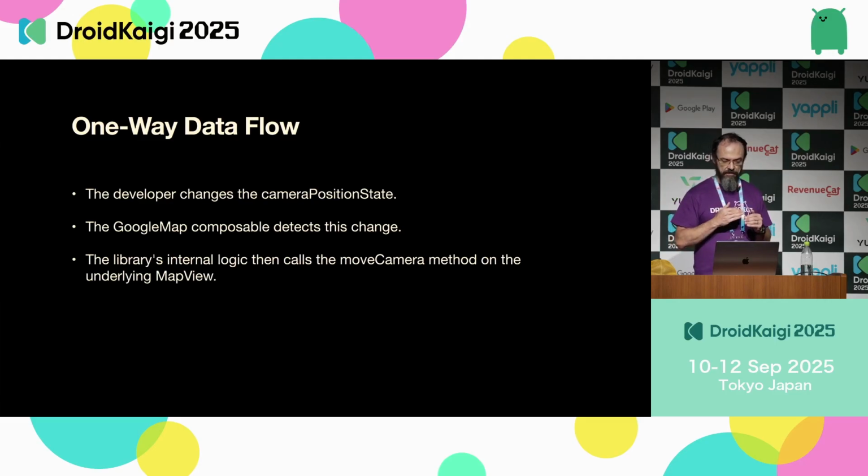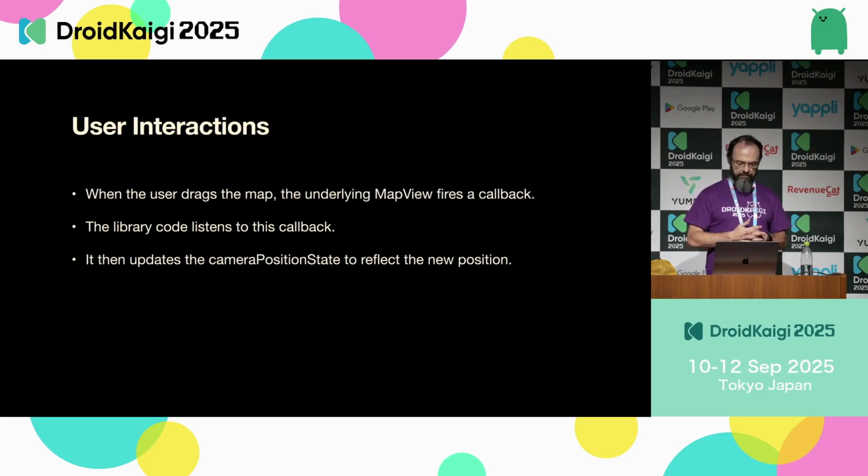This is a one-way data flow. The developer changes the camera position state from the upper side, you could say. Then the Google Map composable detects this change, and the library internal logic then calls the move camera method on the underlying map view. We need also to manage user interactions. When the user drags the map, the underlying map view is going to fire a callback. The library code is going to be listening to this callback, and then it will update the camera position state to reflect the new position.